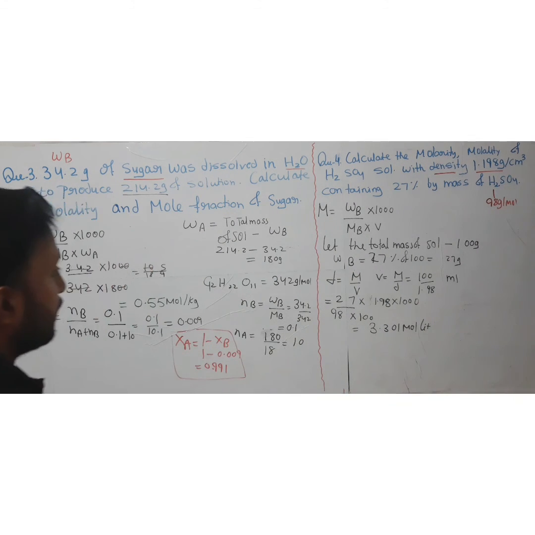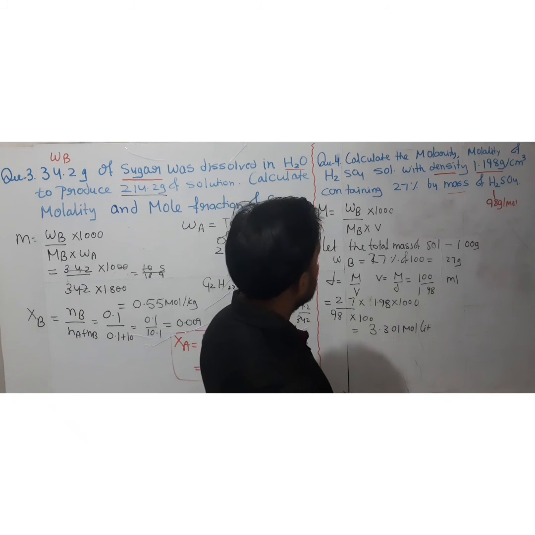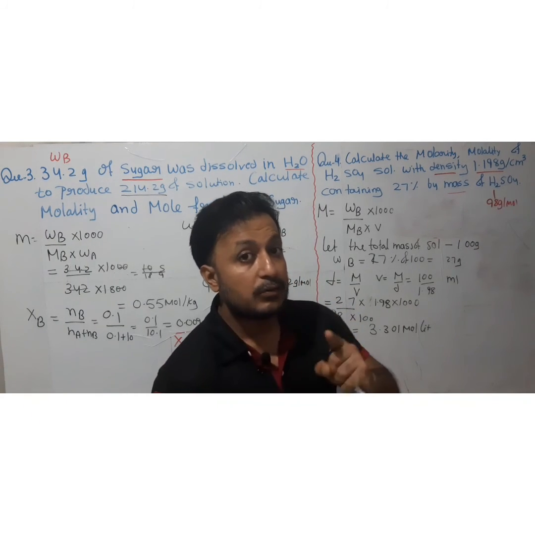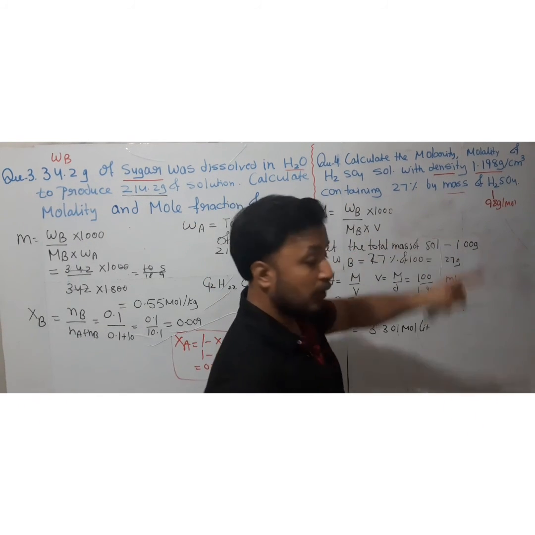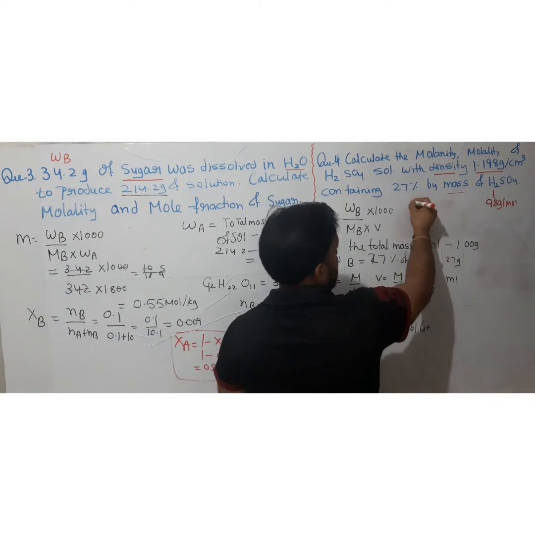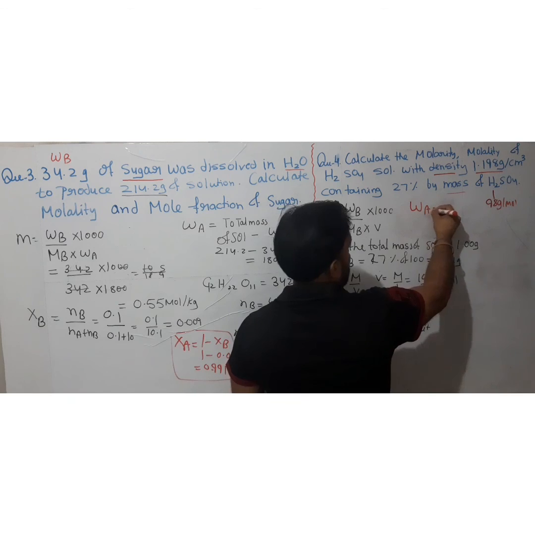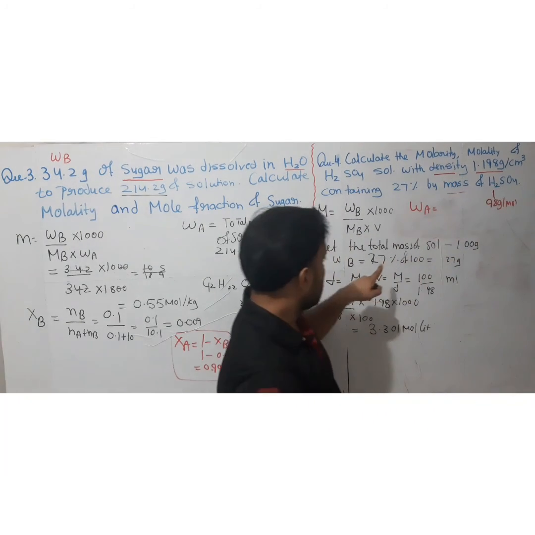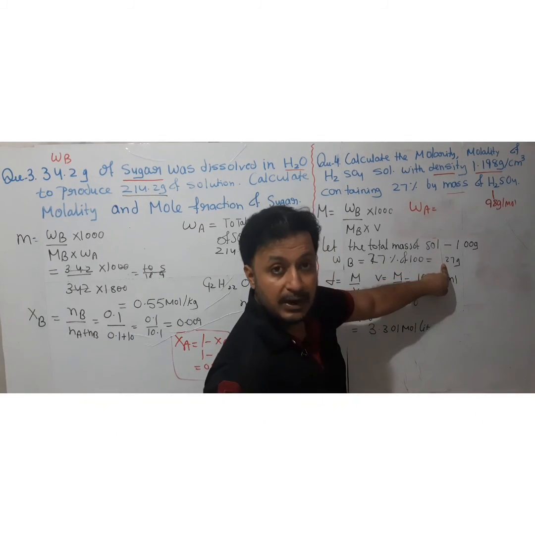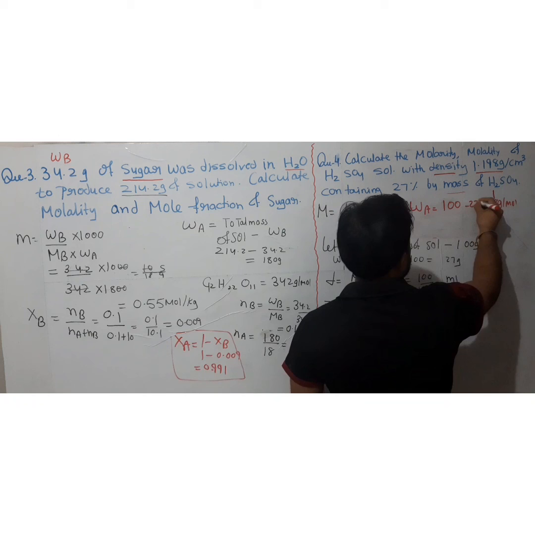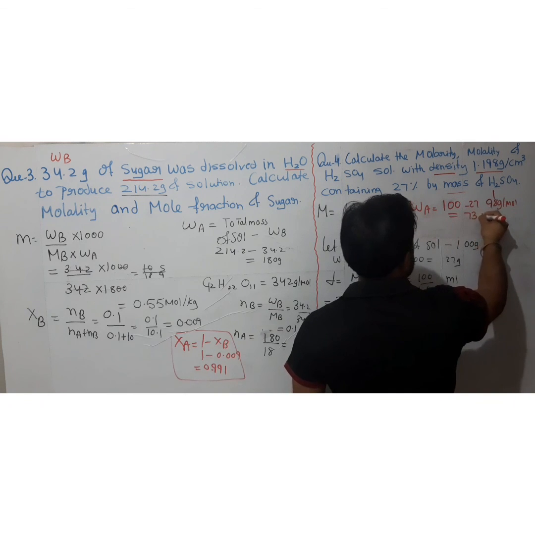Now we have to calculate the molality of the substance. When we have to calculate the molality, we should know the mass of the solvent. In this case the mass of the solvent is not given, so first we need to find the mass of the solvent, that is the value of WA. As we have already taken the mass of the solution equivalent to 100 and the mass of the solute as 27, it should be 100 minus 27, that is 73 gram.